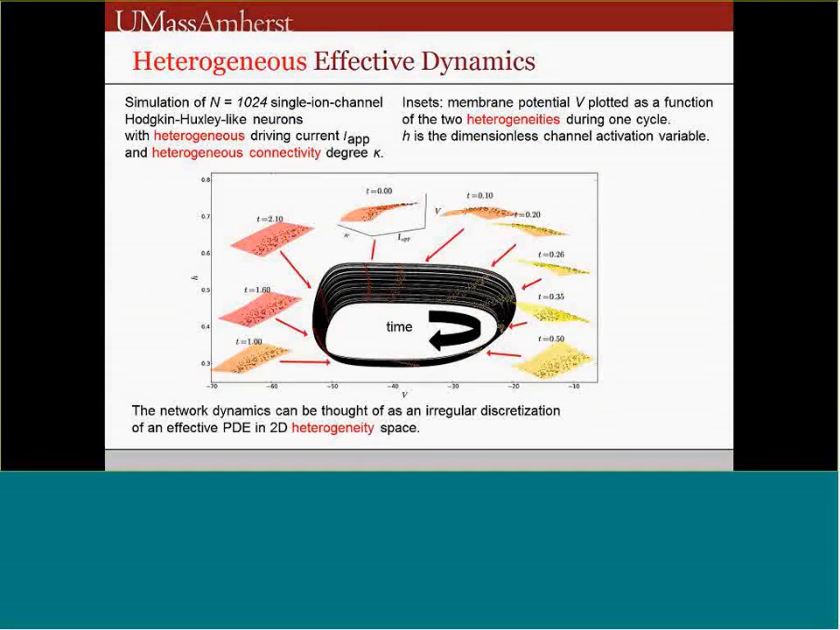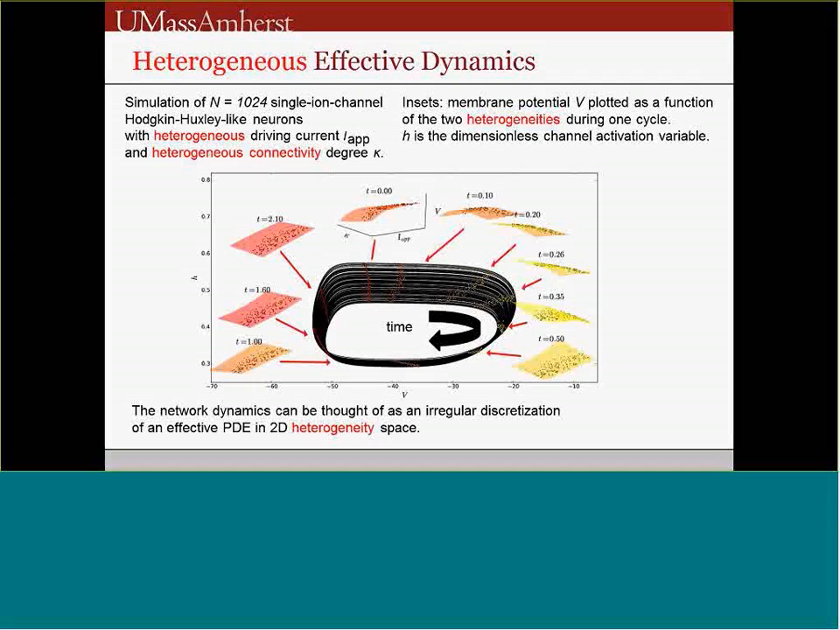This is slightly different than our problem, although I know they've done this with our neurons as well. These are some simple Hodgkin-Huxley type neurons with a single ion channel. There's on the order of 1,000 of these. They're heterogeneous in terms of the driving signal, which is applied current, and also in terms of a heterogeneous parameter of the network. This is my last slide. The neat thing about this approach is it not only deals with heterogeneous parameters in the individual neurons, but also network heterogeneity.